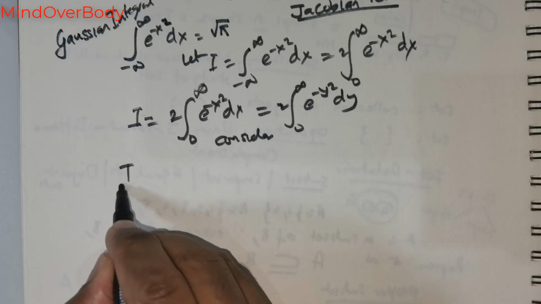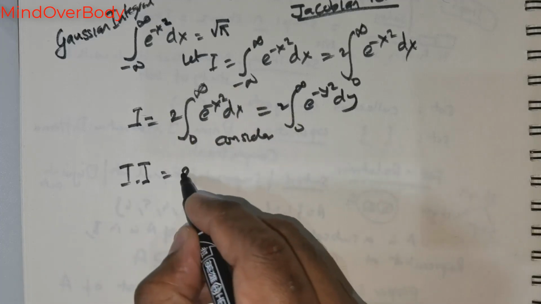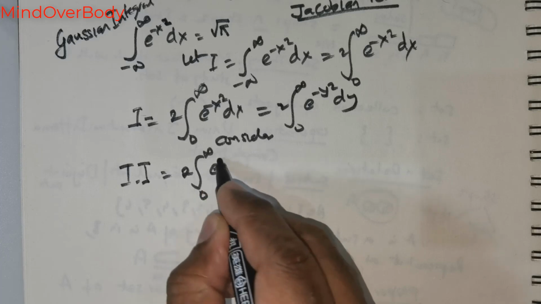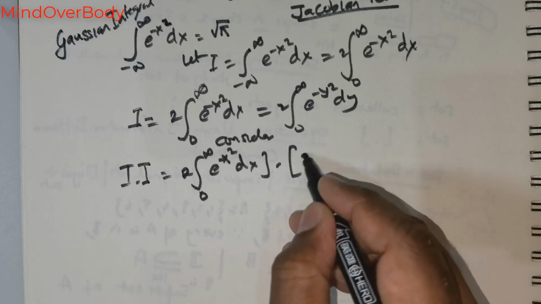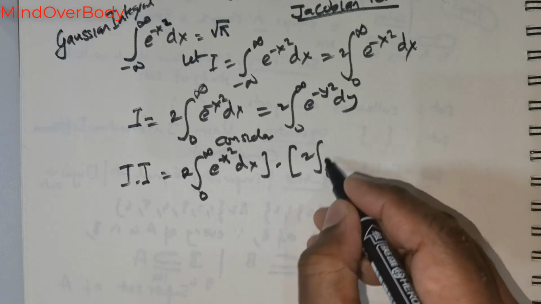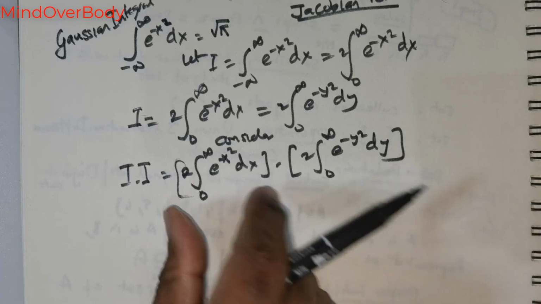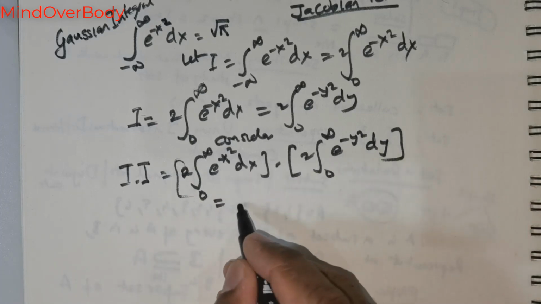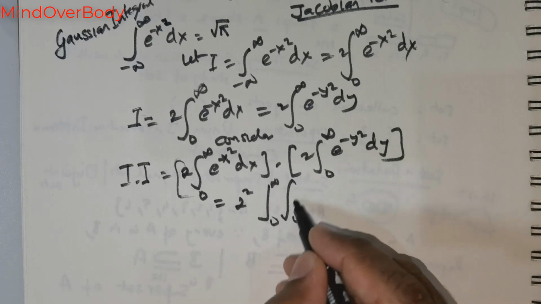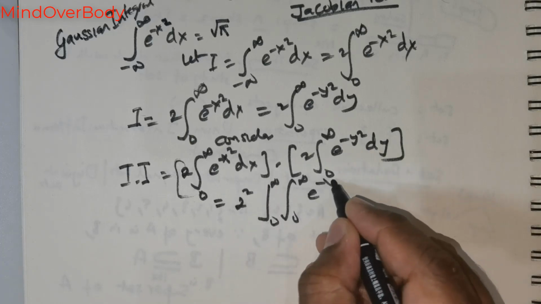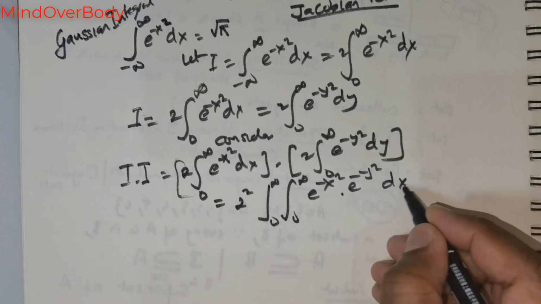Now I would like to perform the following manipulation. So consider I times I. This is nothing but, for the first I, 2 times the integral from 0 to infinity of e raised to the power of negative x squared dx, multiplied with, for the second I, 2 times the integral from 0 to infinity of e raised to the power of negative y squared dy. Now I am clubbing both together. This is equal to 2 squared times the integral from 0 to infinity of e raised to the power of negative x squared times e raised to the power of negative y squared times dx dy.